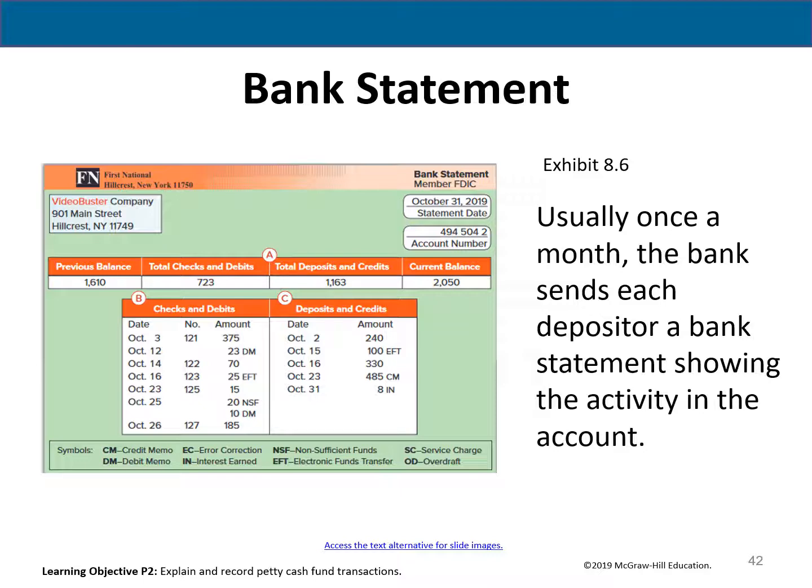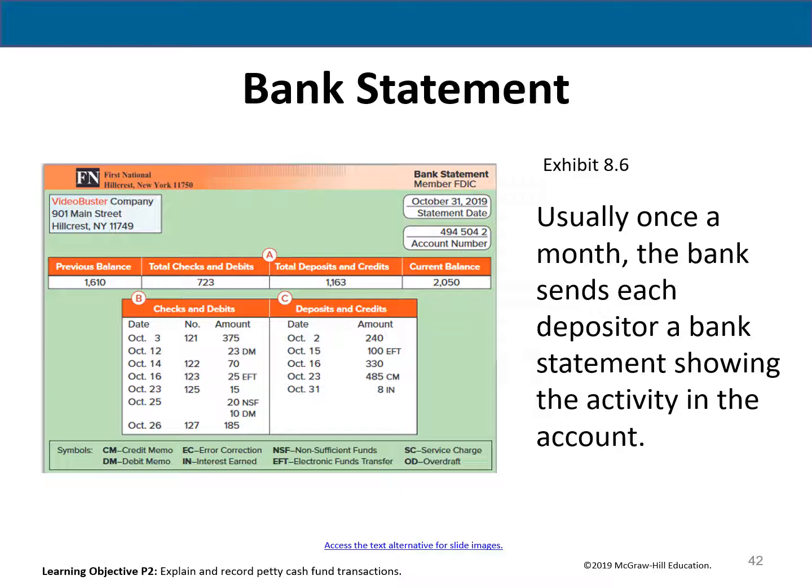During the month, I'm going to flip over to the other side here, you had deposits and credits. And to a bank, your checking account increasing is a credit. Okay? I'm sorry, I can't read that. 1,163 if I'm seeing that correctly. And then it says your total checks and debits are 723. So to a bank, your debits are decreases. That's why your debit card is decreasing cash. So at the end of the month, on October 31st, your balance is $2,050. And then below are the details of all those checks and debits and deposits.